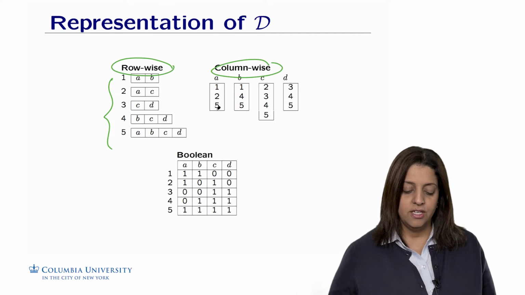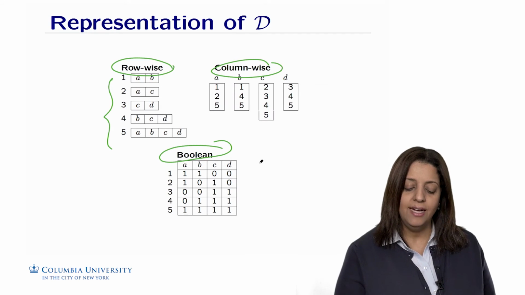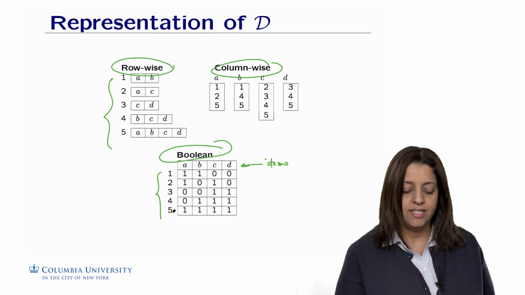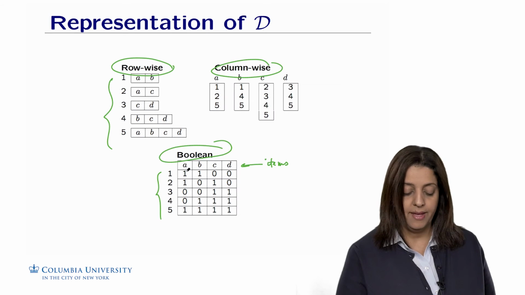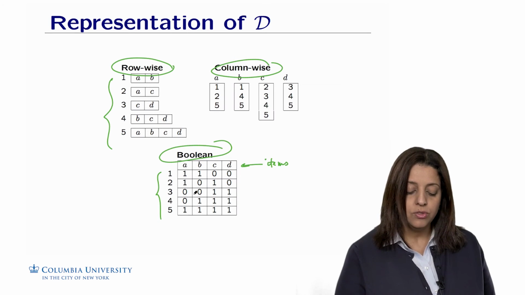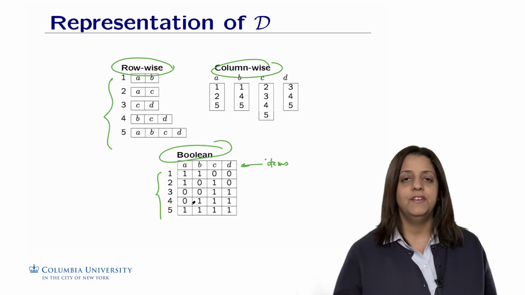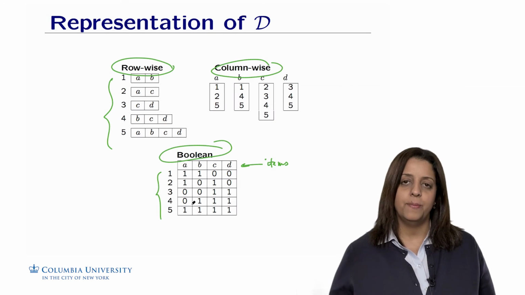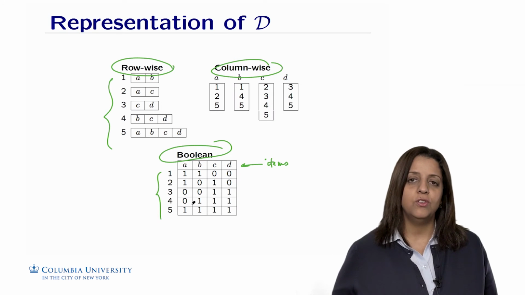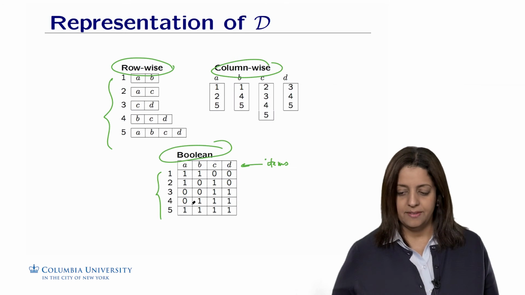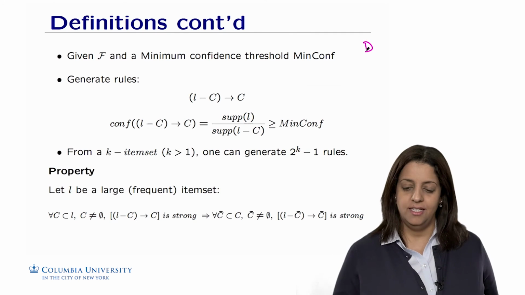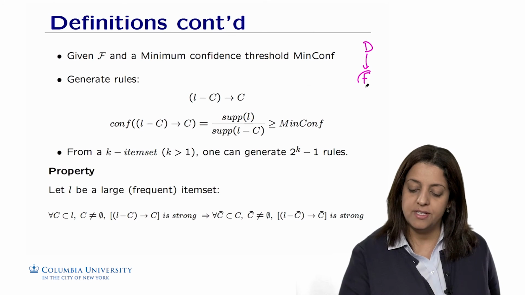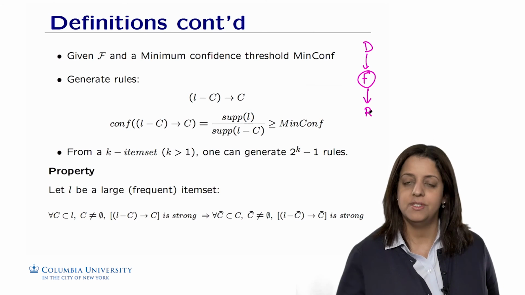And the last representation is a Boolean one in which the items appear as features and the transaction identifiers appear in the rows. So for example, item A appears in transactions 1, 2, and 5. Given any of these representations, the algorithm adapts to it in order to calculate the frequency of the item set. Recall the general framework in which we have a set of transactions D, from which we generate the set of frequent patterns F, and we now want to generate the rules from F.